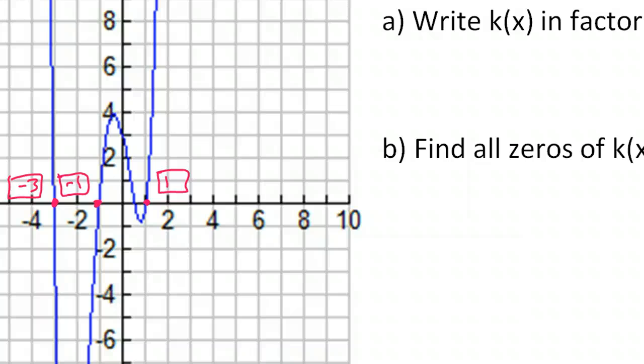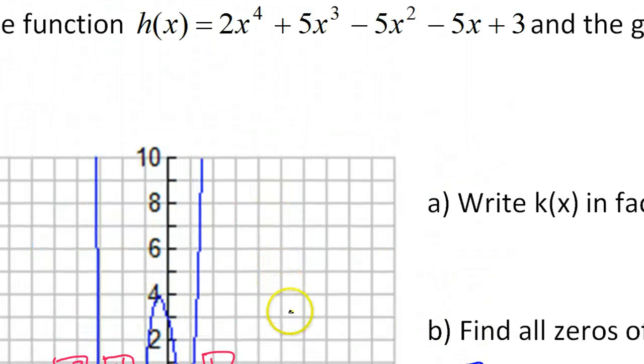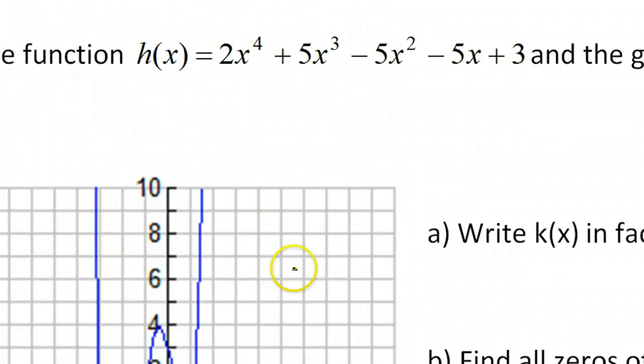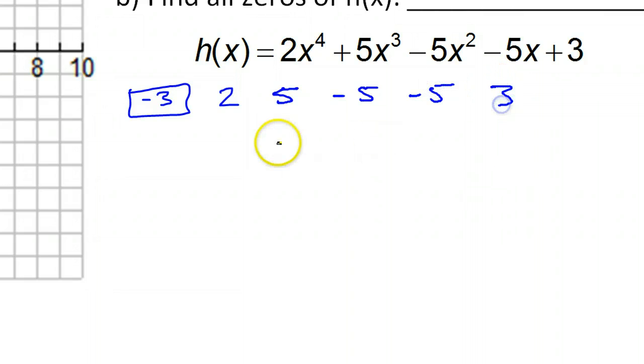So let's get started. Let's do some synthetic division and see what we have. Let's start with the -3. Okay, just kind of working from left to right. So let's grab some coefficients off of here. You know what, maybe I'll do my synthetic up here. So okay, the coefficients are 2, 5, -5, another -5, and +3.